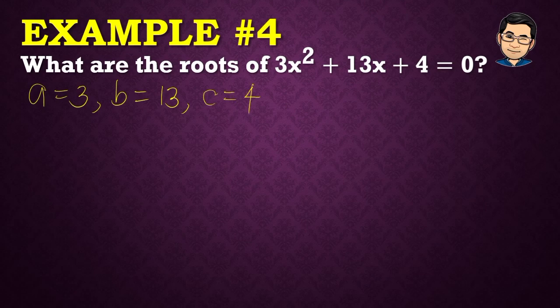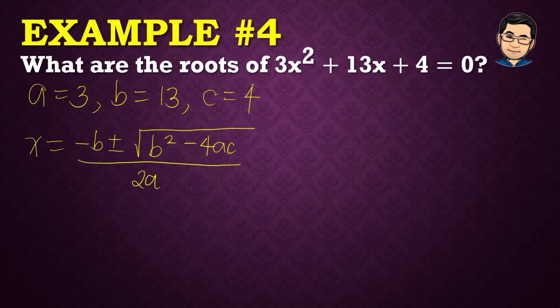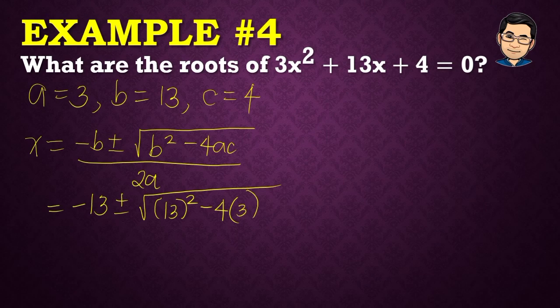So let's apply quadratic formula again. X equals negative b plus minus the square root of b squared minus 4ac all over 2a. Ayan. So paulit-ulit na lang tayo sa formula niya. I hope naging familiar na sa inyo. So negative b, negative 13 plus minus b squared, 13 squared minus 4 times the value of a, which is 3, the value of c, 4, all over 2 times the value of a, 3.